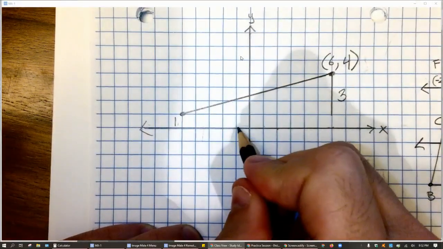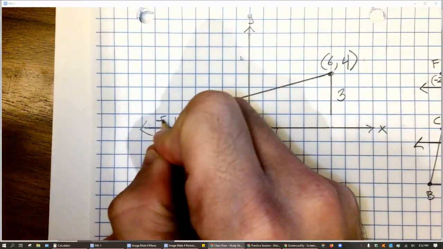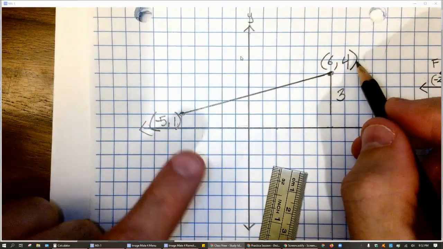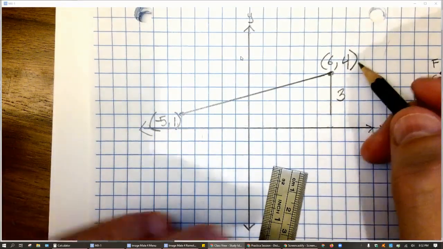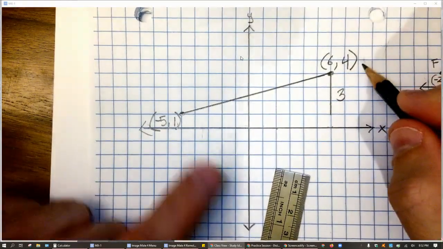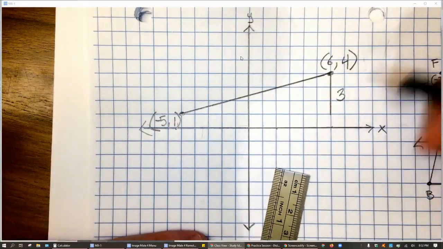And what's this point at? It's at -1, -2, -3, -4, -5, and +1. So -5, +1 for this point. So the y coordinates, if I subtract them, I get 3. And that's how you find the distance between these 2 points vertically. You subtract the y coordinates. 4 minus 1 is 3. You get your answer. They're 3 apart.